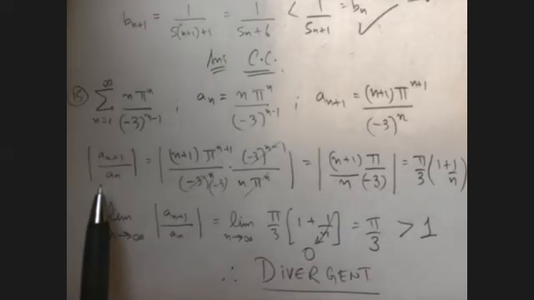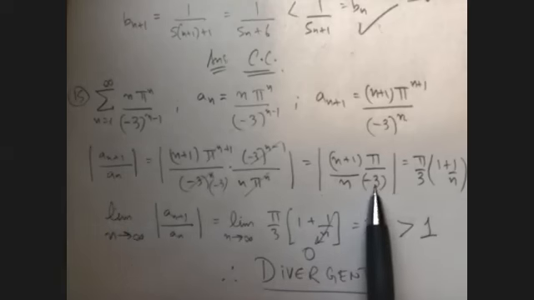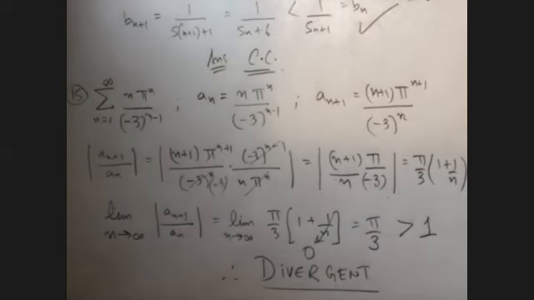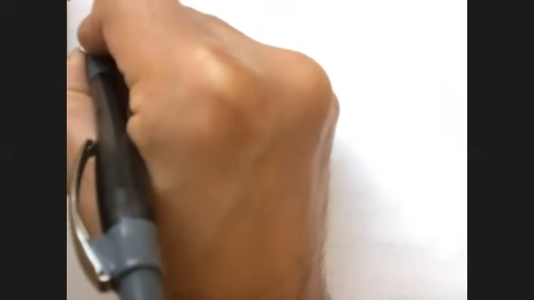So in the ratio test, we compute the absolute value of a_(n+1) over a_n. We can drop the minus because it's absolute value, take the limit, and if it's greater than 1, then it's divergent. Let's do the next problem. Number 17.